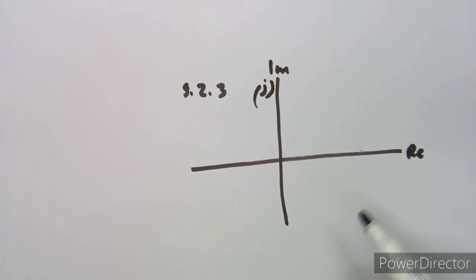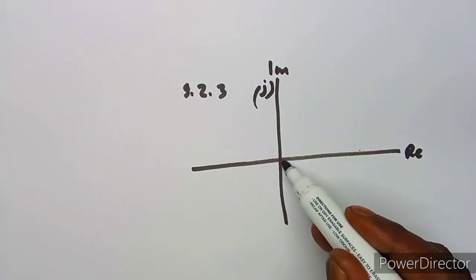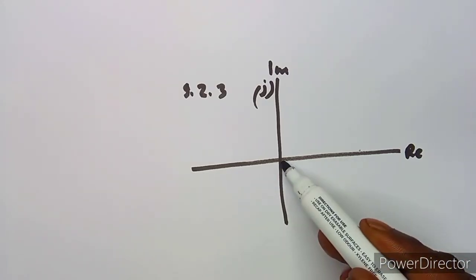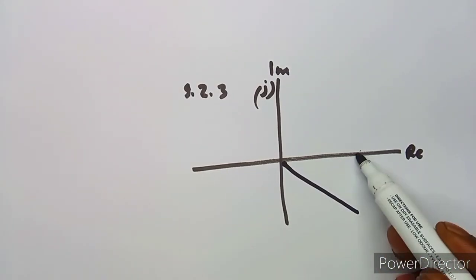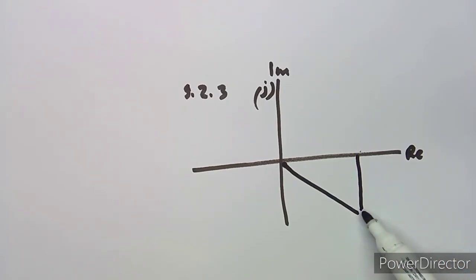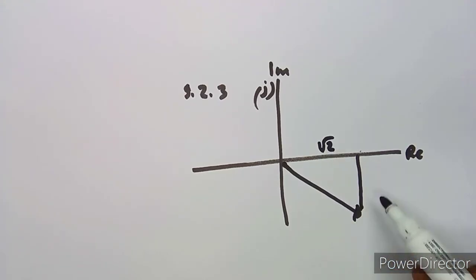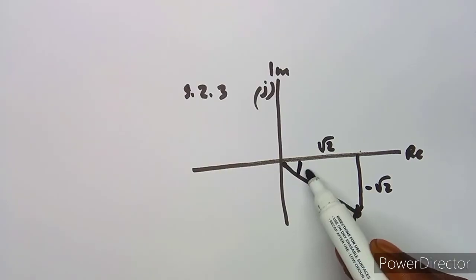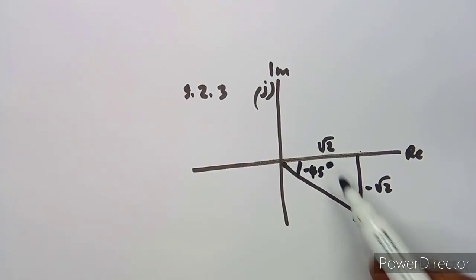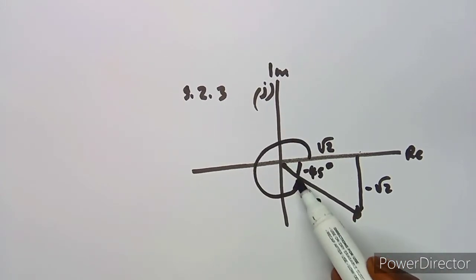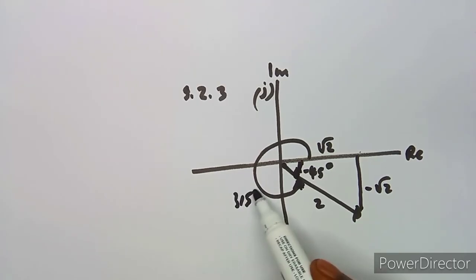All right, and also the quadrant, we say this is in the fourth quadrant because it was square root of 2 minus square root of 2. The real is positive, the imaginary is negative. There's no need for us to join this. This is your square root of 2 minus square root of 2, and this is your angle here. You can put minus 45 degrees and this is your 2, or you can use 315 degrees.